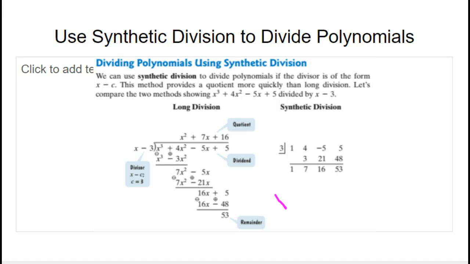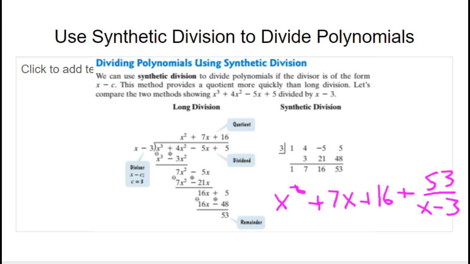It is 1x squared. That's a squared. That's a terrible 2, but that's what it is. Plus 7x plus 16. And then it's plus the remainder, which is 53 over x minus 3. That's a little messy again, sorry about that, but that's how you use synthetic division. So it does the exact same thing as long division, but a lot of people find it much easier. In long division, you have to divide and subtract, whereas in synthetic division, since you change the negative 3 to a positive 3, you're able to multiply and add.